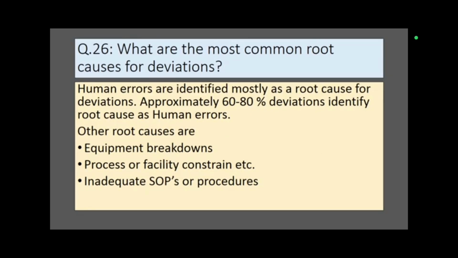Last but important question, what are the most common root causes for deviation? Answer is human errors are identified as the most common root cause for deviation investigations. Approximately 60 to 80 percent of deviations identify human errors as a root cause. Along with human errors, other common root causes are equipment breakdowns, process or facility constraints, and inadequate SOPs or procedures.